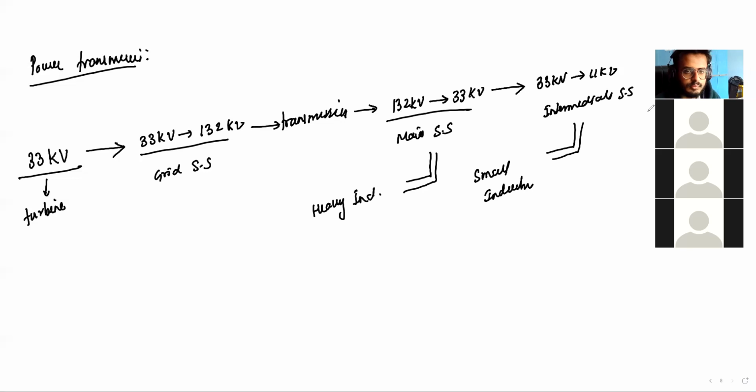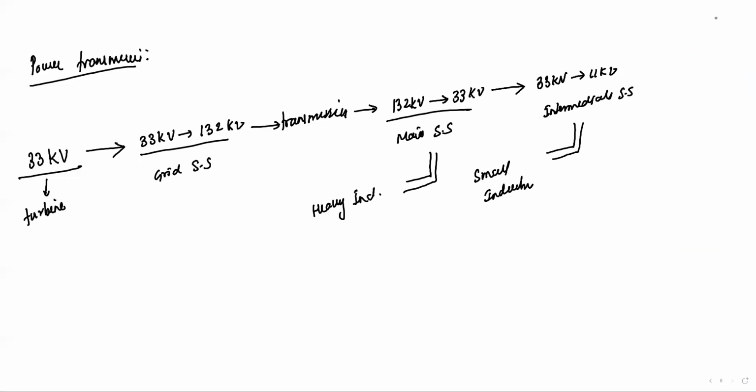Then the remaining 11 kilovolt is converted to 220 volt in the city substation. Then it goes to our houses. So the transmission process is in steps. They're very simple.